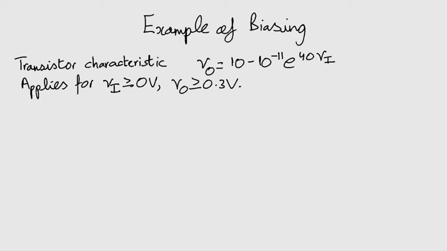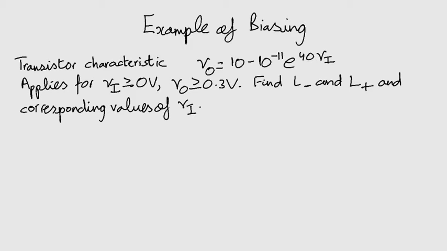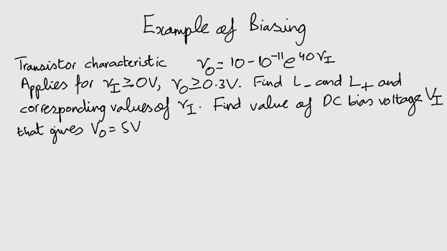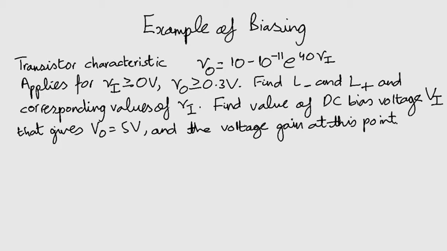You are to find the limits L minus and L plus and the corresponding values of Vi. Also find the value of the DC bias voltage Vi that results in V0 equal to 5 volts, and also the voltage gain at the corresponding operating point. Let's look at how we can solve the first part about the limits.